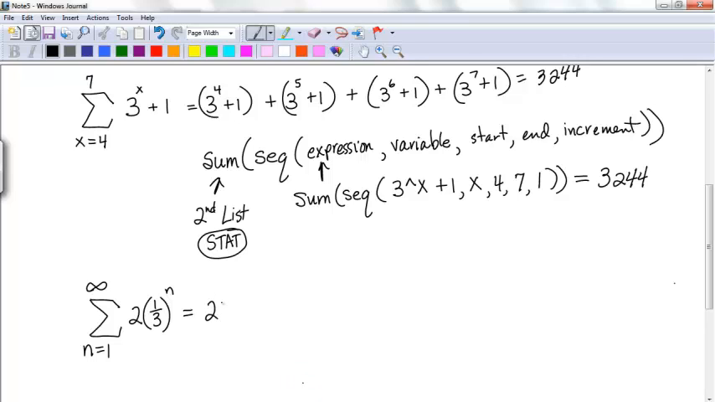So it's 2 times 1/3, and we're starting with n is 1, plus 2 times 1/3 to the second, plus 2 times 1/3 to the third, plus ... because it goes to infinity. Without the plus ... you've written it wrong, and I'll take off at least 1. You know I will.